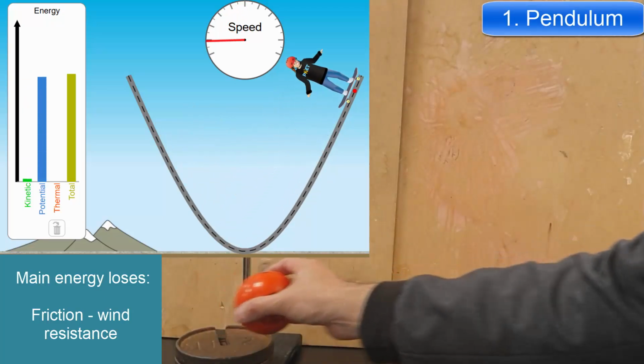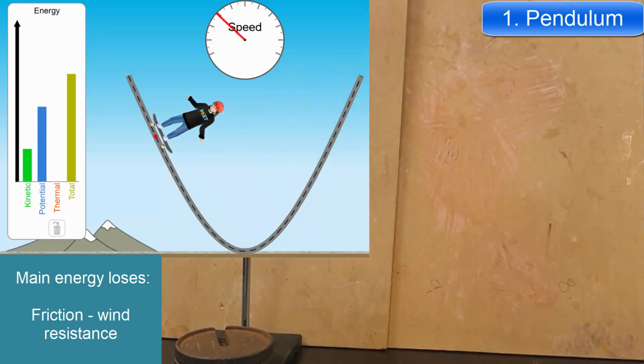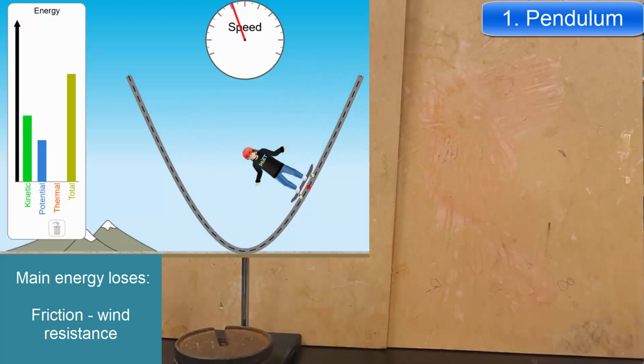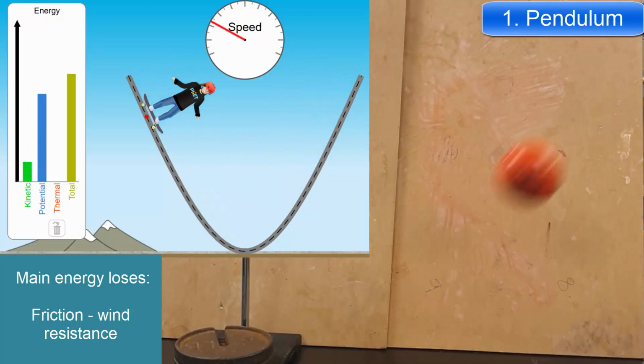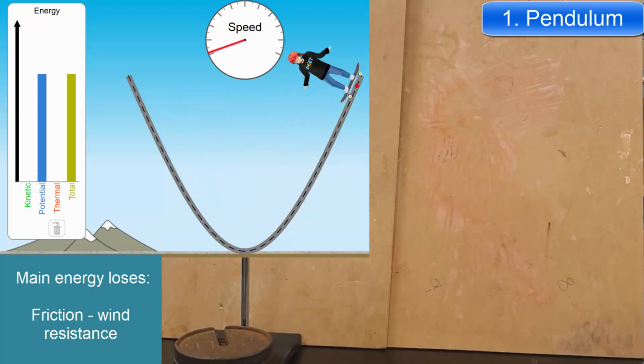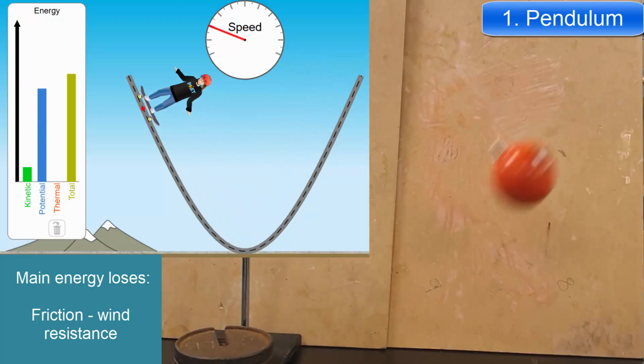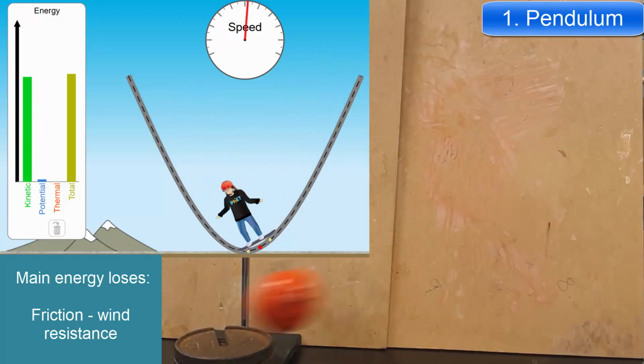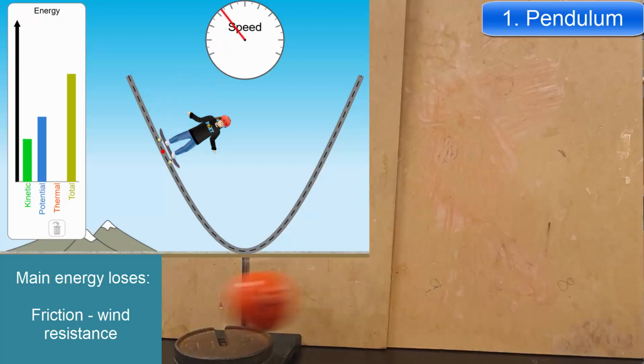In the simulation to the top left, you can see the total energy doesn't change, so energy is conserved. So even though this skater is turning kinetic energy to the maximum when it's at the lowest, and its potential energy is the highest when it's at the highest, the total energy always adds up to the 100%.